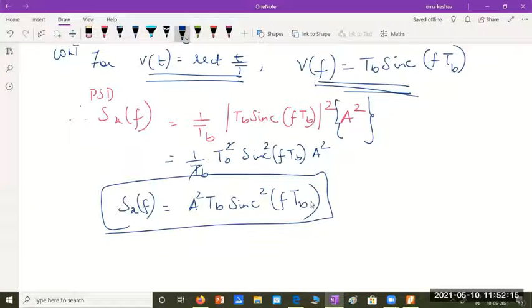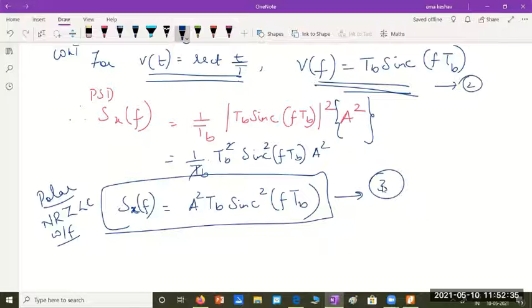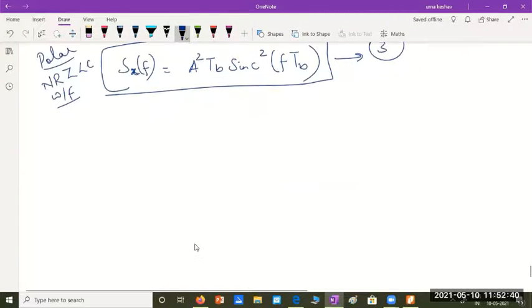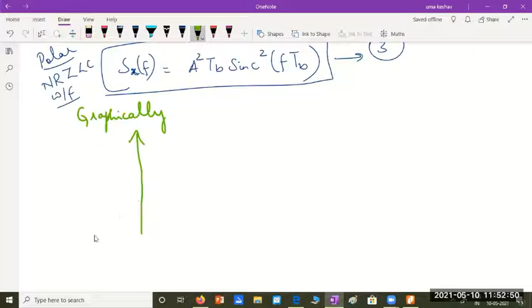Okay. So the power spectral density function for polar NRZ, we have considered polar NRZ waveform or polar NRZ line code, is given as a square Tb sinc square ftb. So if you want, you write some equation numbers. Next is, let's see how to represent this in the form of a graph. So graphically, how do I represent this power spectral density?